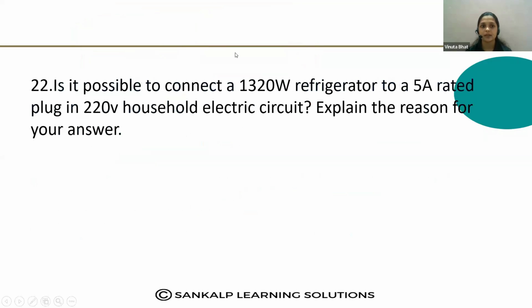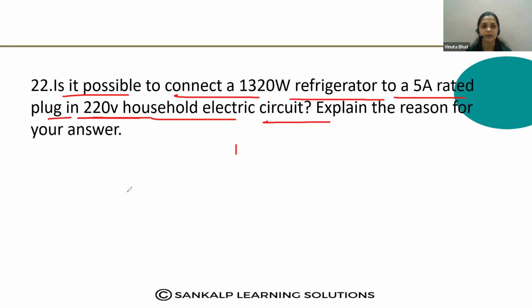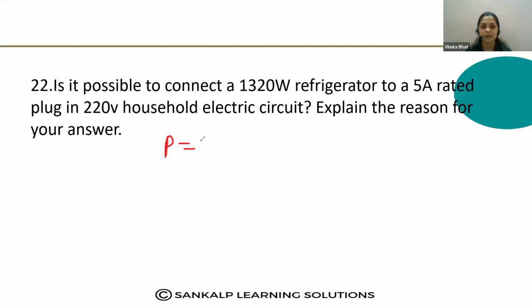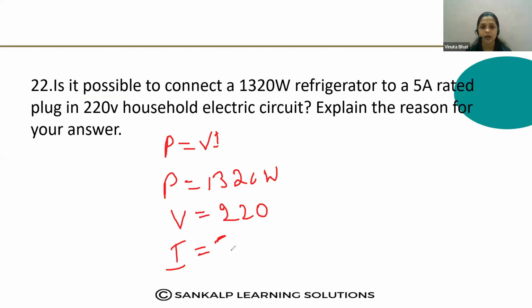Next question. Is it possible to connect a 1320 watt refrigerator to a 5 ampere rated plug in a 220 volt household electric circuit? Explain your answer. Here you know the formula P is equal to VI. Here P is given, that is 1320 watt, and V is also given, that is 220 volt, and the plug is rated 5 ampere. So we have to find out the current drawn by this refrigerator.